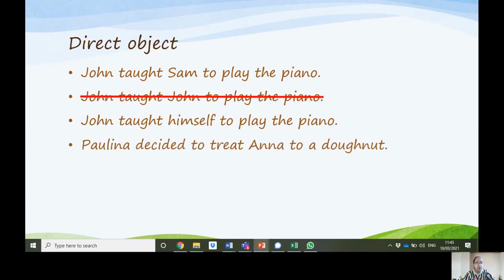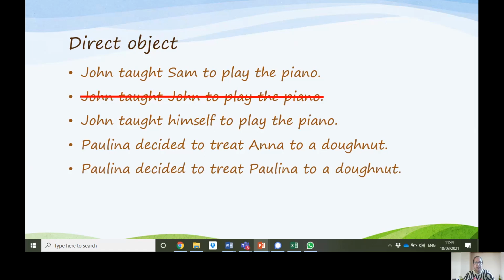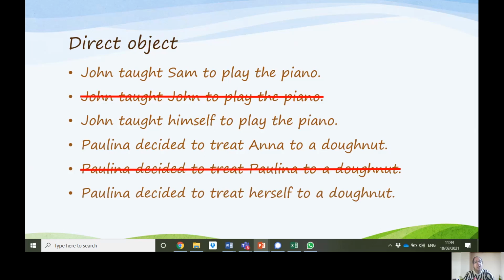Another example, Paulina decided to treat Anna to a donut. Who did she decide to treat? She decided to treat Anna. Anna is the direct object of the verb treat. Paulina is the subject. Now, if Paulina decided that she wanted a donut as well, can we say Paulina decided to treat Paulina to a donut? No. So we say Paulina decided to treat herself to a donut.